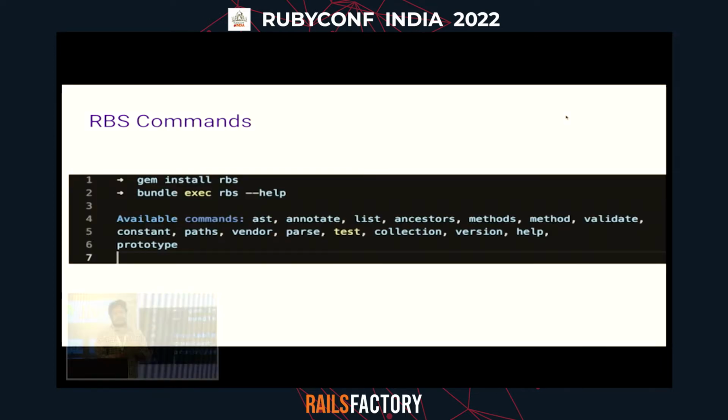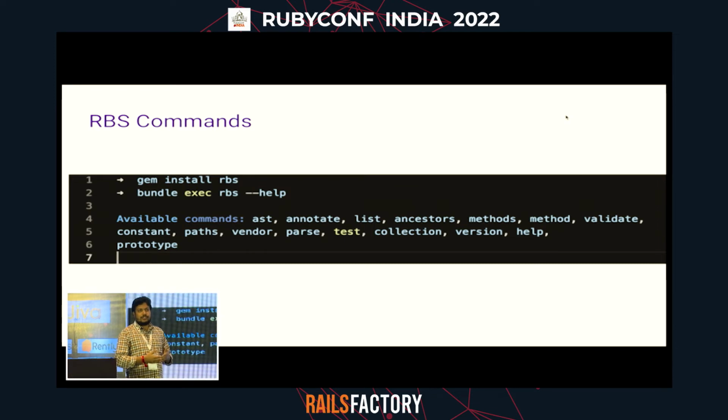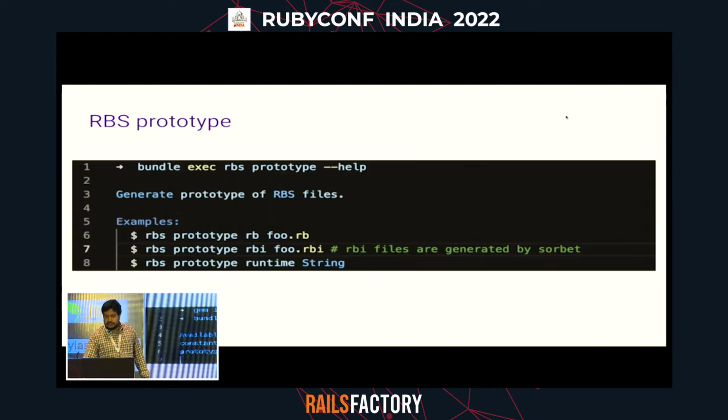We can set up RBS easily. We just have to do gem install, and we'll get RBS. Now RBS has multiple commands like AST, annotate, list. These are mostly for exploration of the objects which we are going to annotate, like AST for looking at the abstract syntax tree, annotate for annotating the objects, and list for all the objects which are annotated in our RBS domain right now. Over here we are mostly interested in the prototype part, because if I'm going to set up RBS in a new project, how am I going to generate the code for supporting it? So let's explore prototype a bit more.